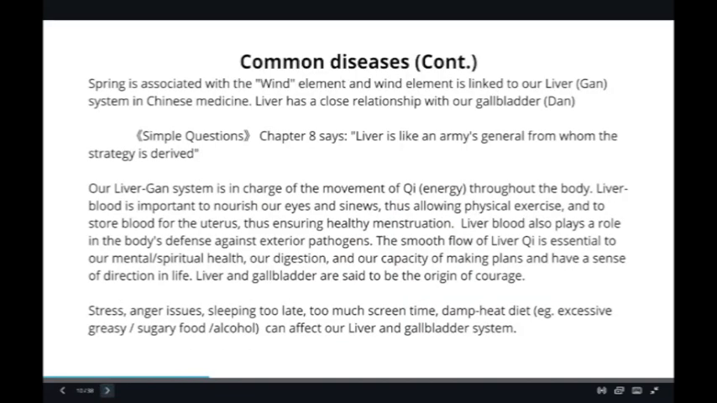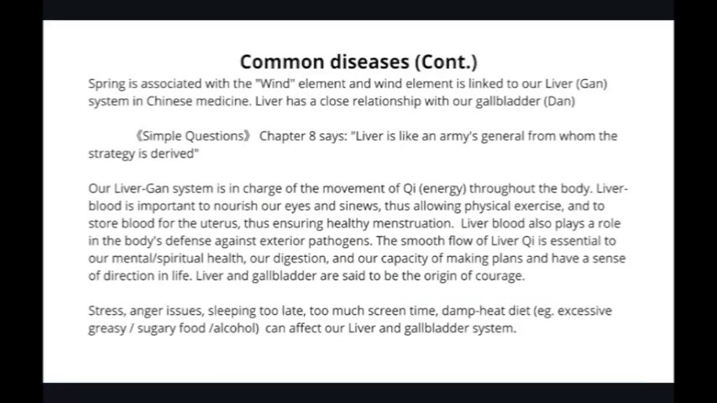So just to continue what we've discussed before, because we are entering into a spring season, it is associated with wind elements. And in Melbourne, it's already very windy, and the wind element is linked to our liver system, which is called gan. The liver also has a close relationship with our gallbladder in Chinese medicine.